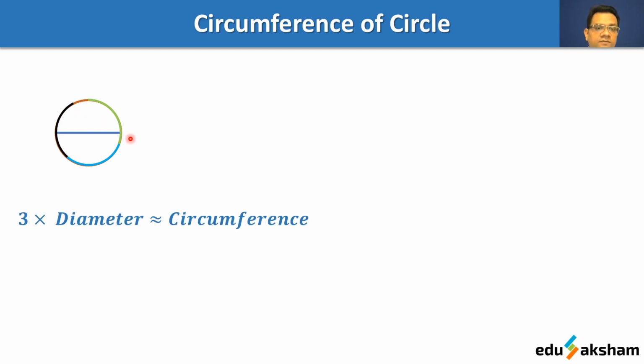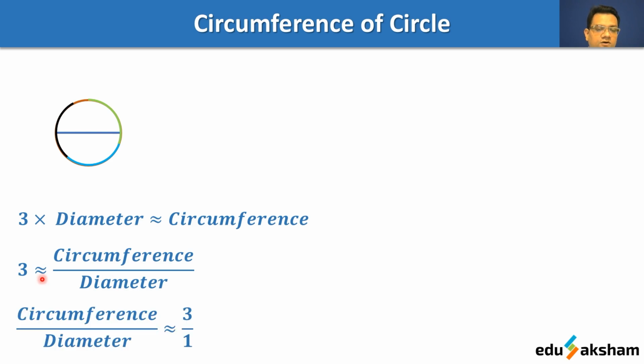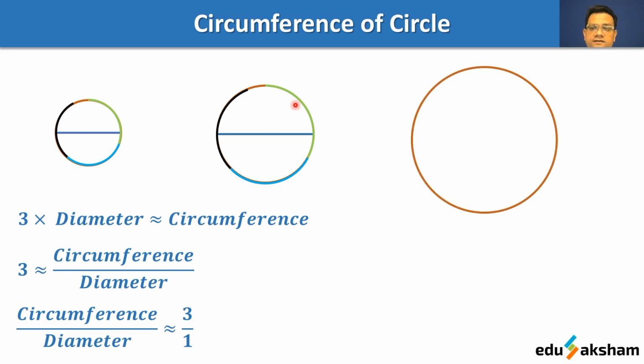So 3 times the diameter we just saw is a little less than the circumference of the circle, but we are taking it as approximately equal to the circumference. So the ratio of circumference to the diameter of a circle is approximately equal to 3, or we can say 3 by 1. Let us take another circle. We again take the diameter of the circle and wrap it around the circle like this. Then we take the diameter a second time, then the third time, and place it along the boundary of the circle like this. So again you see 3 times the diameter is a little less than the circumference. Again let us take a bigger circle.